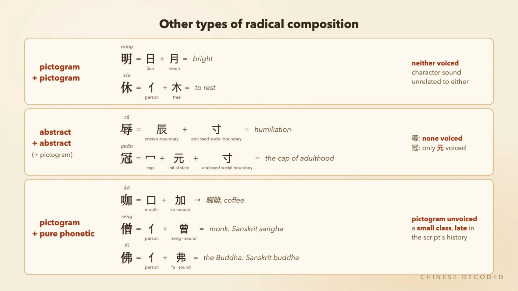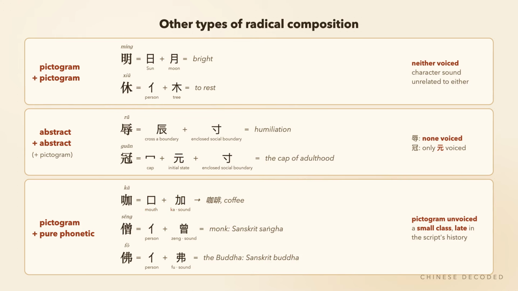Third, pictogram plus a pure phonetic. In a small set of characters, the second radical's original meaning is stripped away entirely. Only its sound remains, to spell a foreign word or an onomatopoeia. Cafe, coffee: the mouth radical carries the domain, the rest only spells the sound.